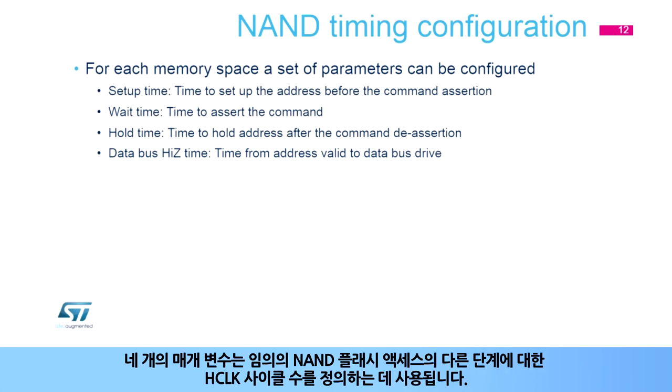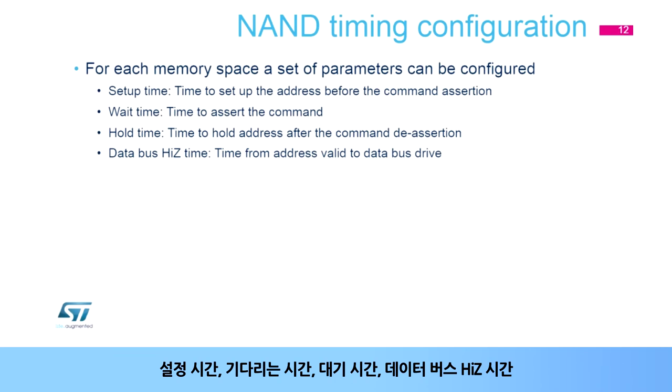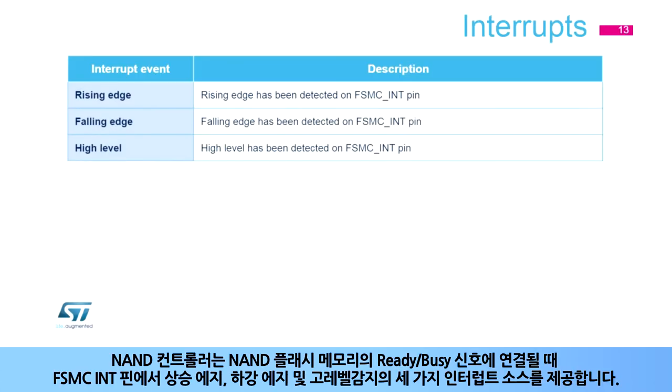4 parameters are used to define the number of HCLK cycles for the different phases of any NAND flash access. Setup time, wait time, hold time, and data bus high Z time. The NAND controller offers 3 interrupt sources: rising edge, falling edge, and high-level detection on the FSMC INT pin when it is connected to the ready-busy signal from the NAND flash memory.